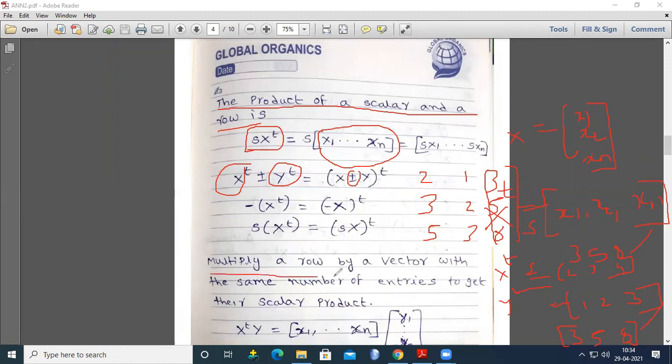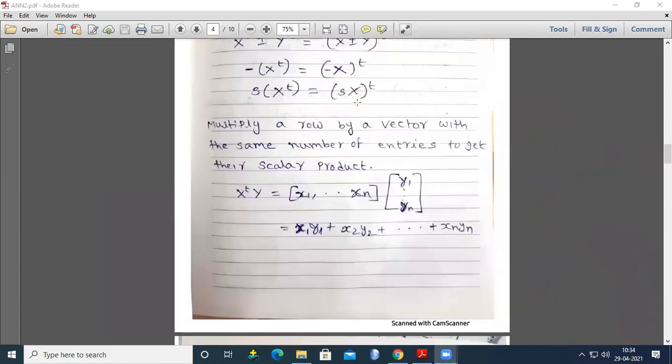Multiply a row by a vector with the same number of entries to get their scalar product. For example, xt y. So x is a vector x1 to xn, xt is nothing but x1 to xn, and y is the vector y1 to yn. Now xt into y equals x1 into y1, x2 into y2, up to xn into yn.